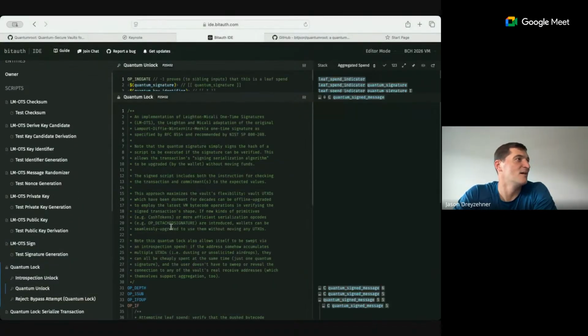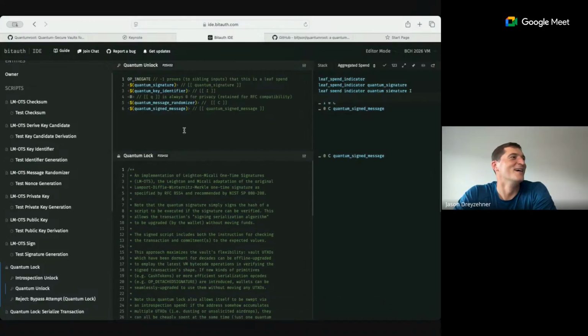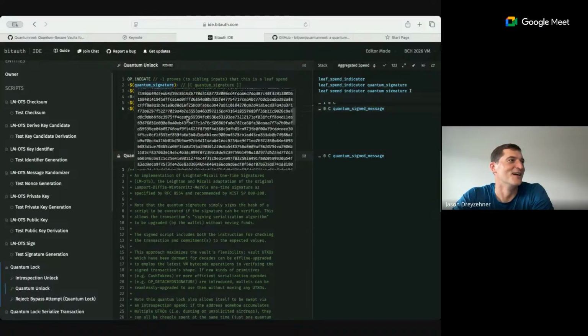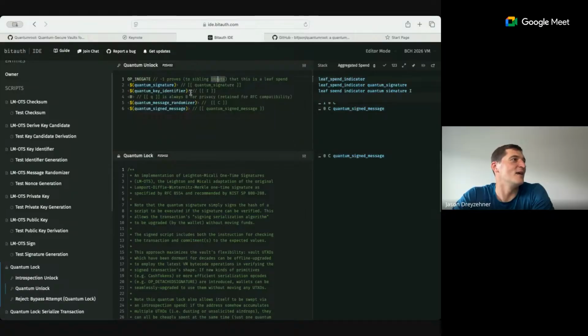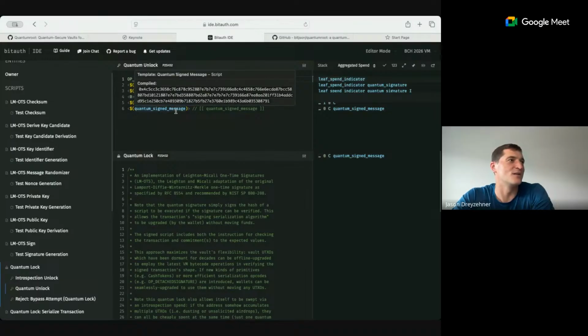So quantum unlock, if you look up here, quantum signature is inside. Here, I hovered it. Quantum signature is inside the internal evaluation. And if I hover it, you'll see it's a big old signature that it's sticking in right there. And then quantum key identifier is part of the RFC. 0 is what we always use for privacy. There's a message randomizer, which is an important thing, and we use it properly. And then the quantum sign message. This is the result of the concatenation of the serialization of the whole transaction and of the script we want it to run to verify that there has been no malleation in the mempool.